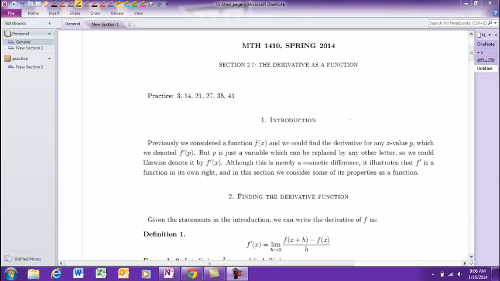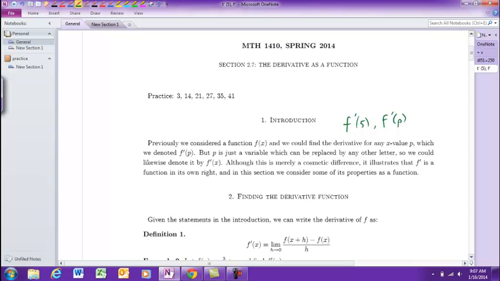Section 2.7, the derivative as a function. So previously we considered a function f of x, and we could take the derivative of it and we would find things like f prime of 5. And then I said, how about instead of f prime of 5, let's just put in a letter for that, and then once we've calculated the derivative, we'll have it in terms of p, and we can plug in any number after that. It seems a little bit more efficient than plugging in the number initially.